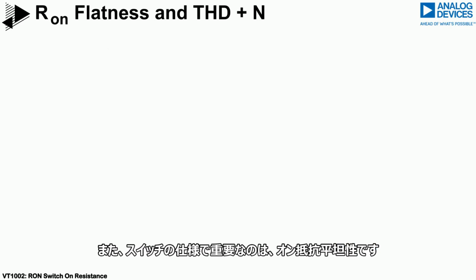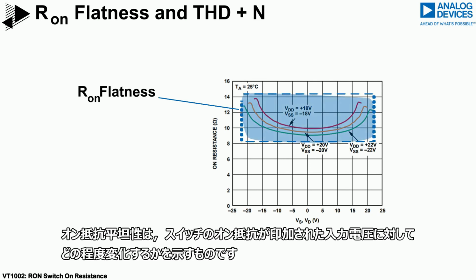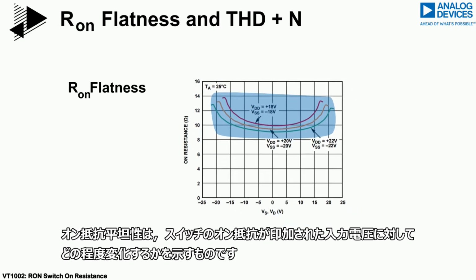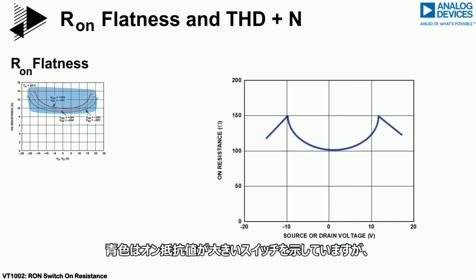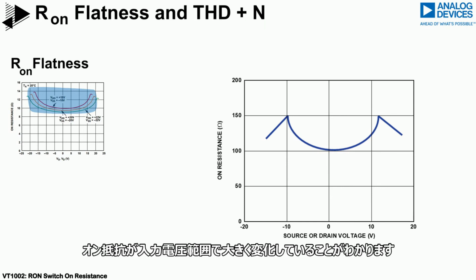Another switch specification that is important to consider is the Ron flatness. The Ron flatness specifies how much the on resistance, Ron, of the switch varies in relation to the applied input voltage. Here we show a plot that presents the switch on resistance versus the applied input voltage that passes through the switch. In blue, we show a switch that has higher Ron. It can be seen that the Ron varies significantly over the input voltage range.